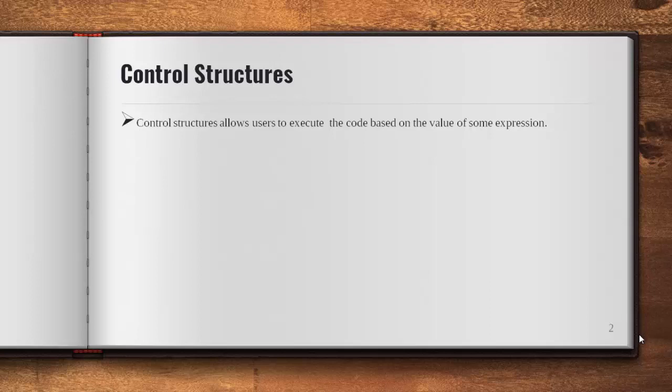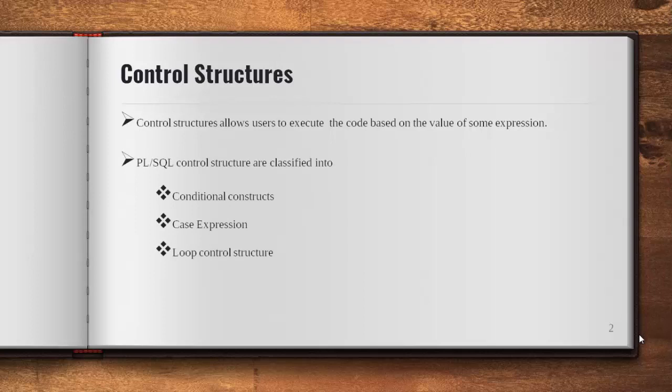We know plenty of things about control structures because we have learned them in the past in C and C++. In the same manner, the control structure works here too. But here the control structures are classified into three different categories in PL/SQL. Number one is conditional constructs. Number two is case expression. Number three is loop control structure.